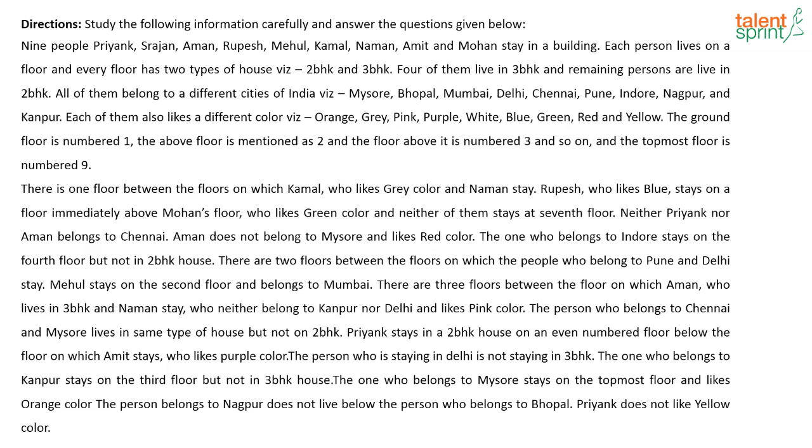So, what are the variables involved here? The floor number, the name of the person, the 2 BHK or 3 BHK, which city they belong to and which color they like. Totally 5 variables are involved which you have to arrange and get the final answer.